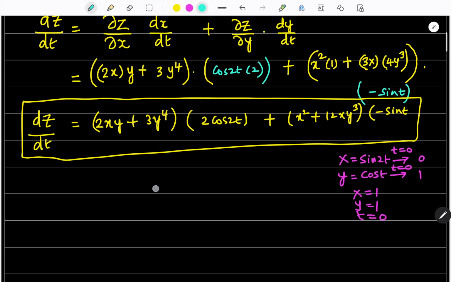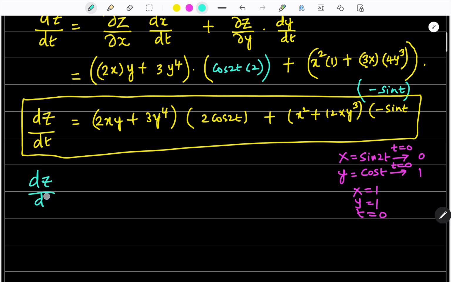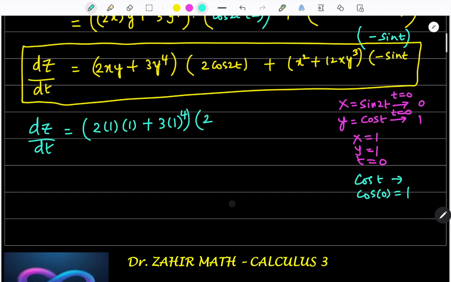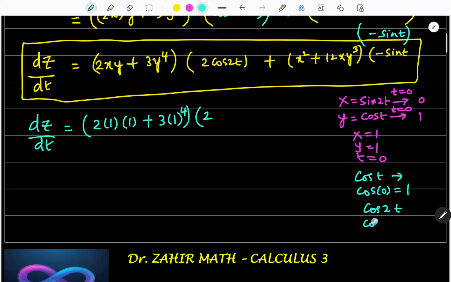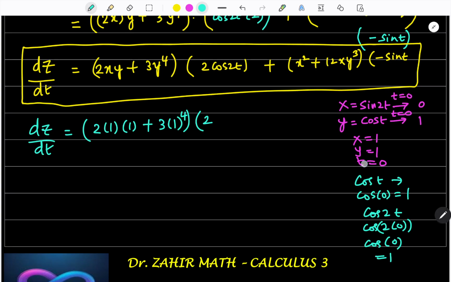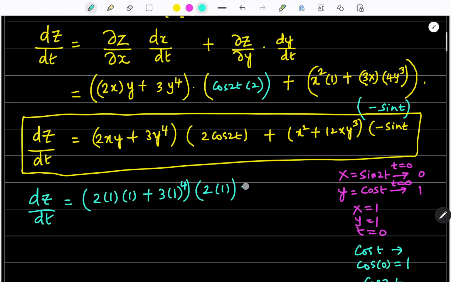So it means x equals 0, y equals 1 and t is equal to 0. So let's start putting the values here. So dz divided by dt is equal to, x equals 0 and y equals 1, plus y equals 1 power 4, and then 2 times cosine 2t. Look here, cosine t, when I put t equal to 0, cosine 0 is also 1. Suppose you have cosine 2t, if I put 2 times 0, that is also cosine 0, which is equal to 1. Keep it in your mind.